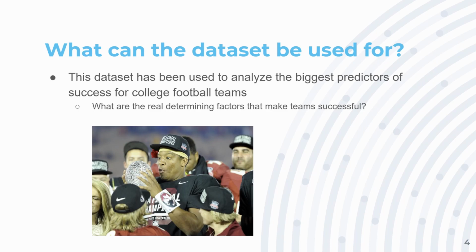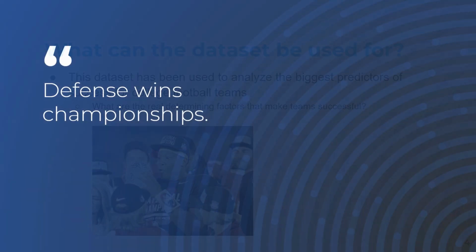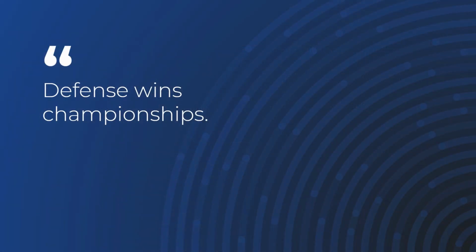So, what can this dataset be used for? The dataset has been used mainly to analyze the biggest predictors of success for college football teams. That's to say, what are the real determining factors that make teams successful? So we want to evaluate these determining factors towards a team's predicted success, alongside evaluating some common understandings, such as defense wins championships. This is a sentiment that is commonly echoed among college football fans, but is it actually true? So we want to look into that and data on both sides of the ball and see what we can find out about what best predicts a winning outcome for these teams.